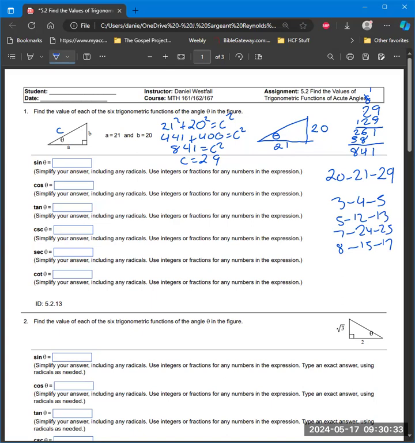Let's go ahead though and fill this in here. Sine is going to be opposite over hypotenuse. Cosine is going to be adjacent over hypotenuse. Tangent is going to be opposite over adjacent. Cosecant is going to be hypotenuse over opposite. Secant is going to be hypotenuse over adjacent. And cotangent is going to be adjacent over opposite.